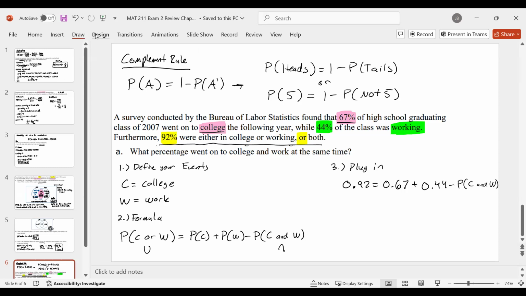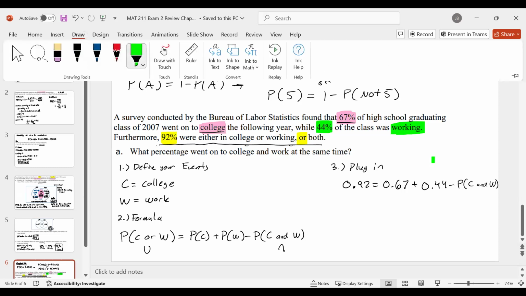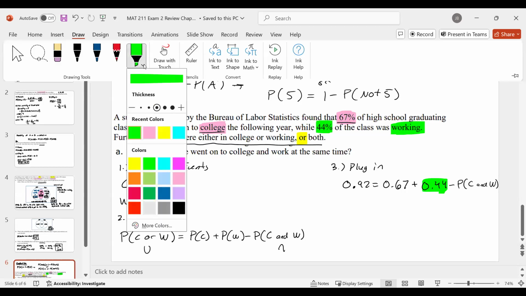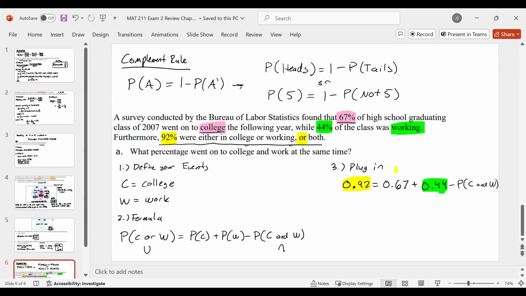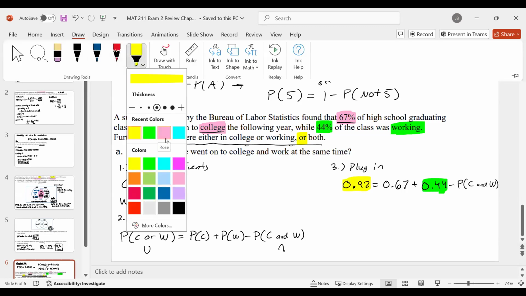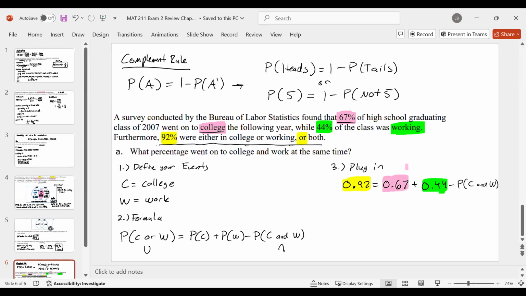And the problem asks, what was the probability that they're in college and working at the same time? So that's what the question is asking. I'm just color coordinating this a little bit, so maybe that helps you see where the numbers come from and go. And then step four is to solve for the probability of C and W.